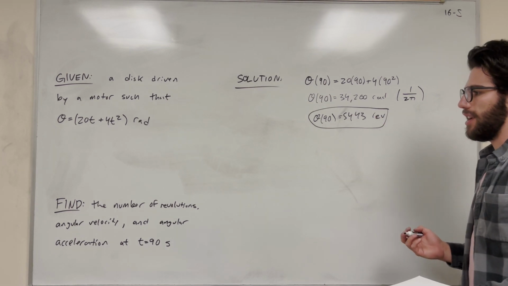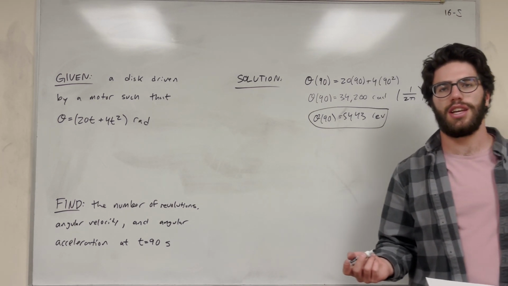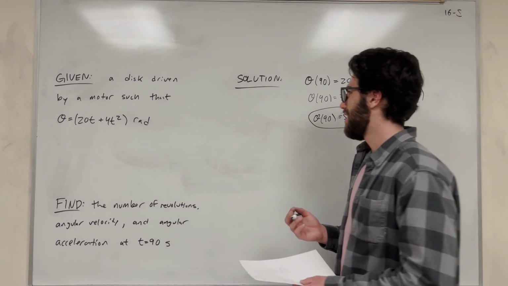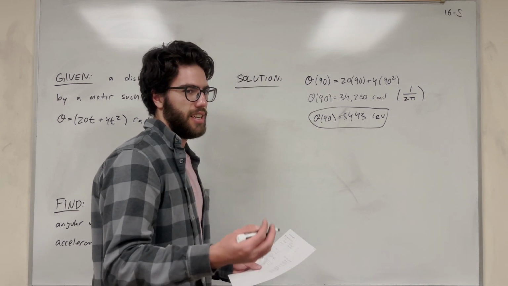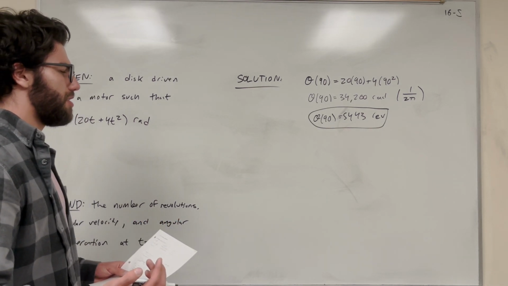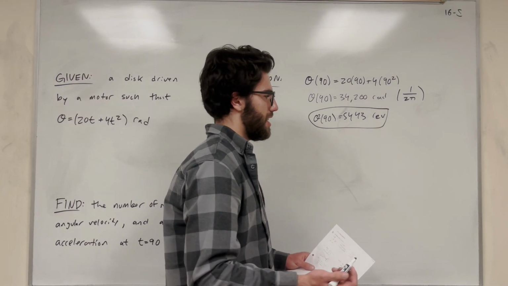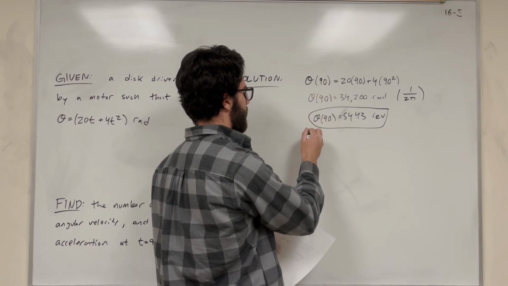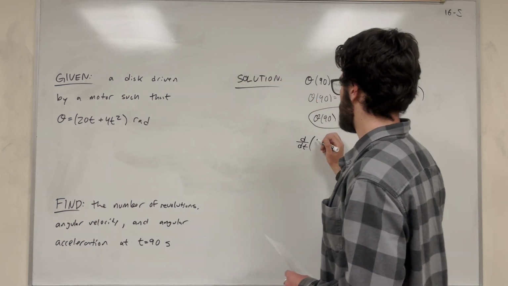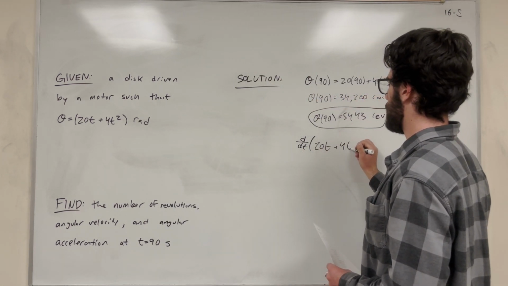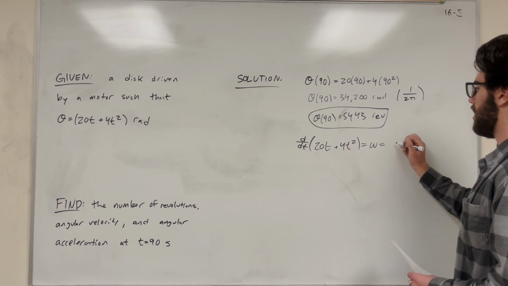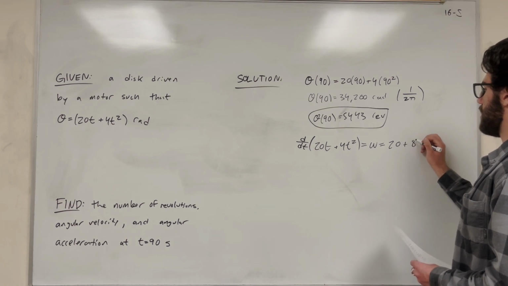All right, so now let's find angular velocity. Similarly to how velocity is the derivative of displacement, angular velocity is the derivative of the angle, the angular distance, whatever you call it. So we're going to take the derivative of theta with respect to t. Our equation is 20t plus 4t squared. The derivative of this is the angular velocity, and if you take it, you get 20 plus 8t.